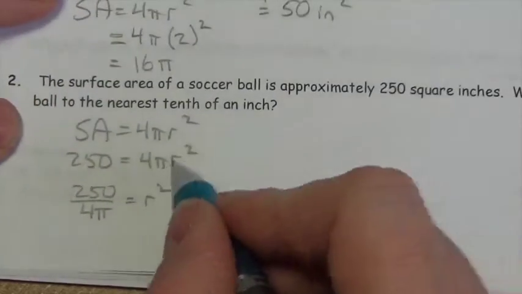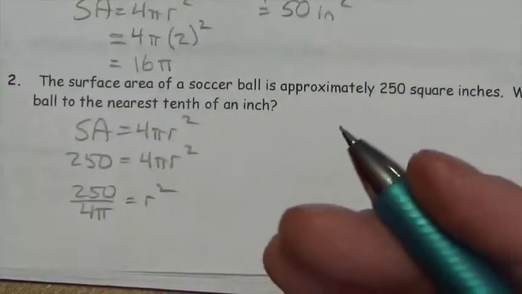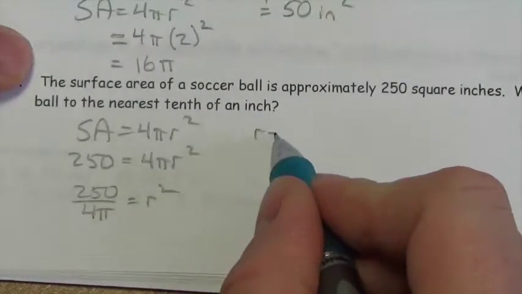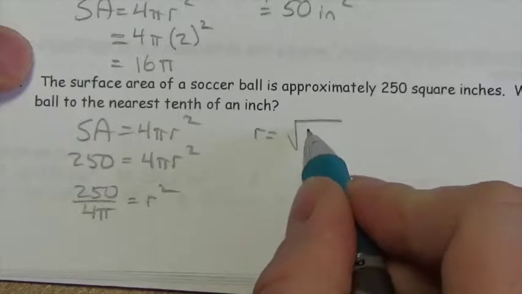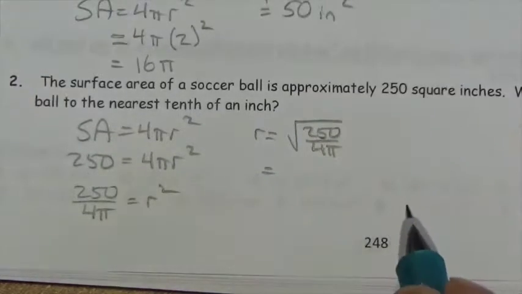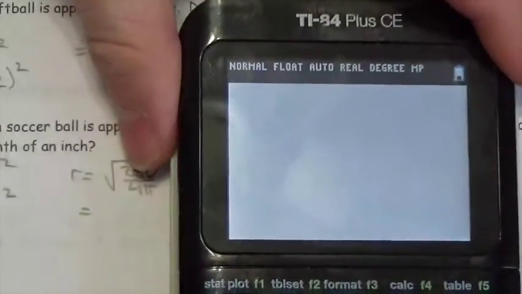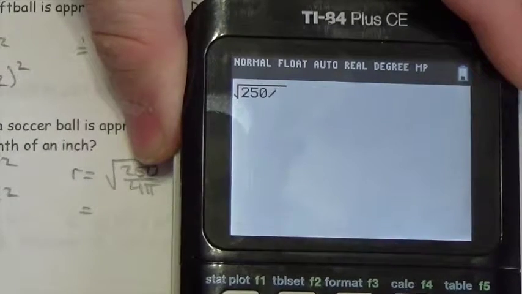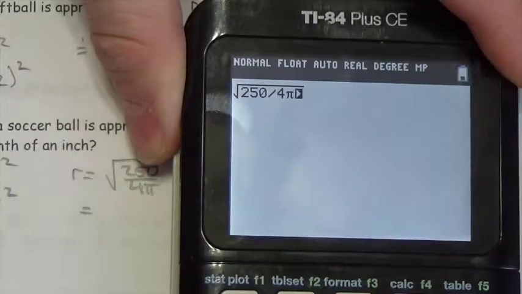Therefore, I've got to take the square root of both sides, and that's going to introduce a plus or minus, but I'm only interested in the positive. So r is going to equal the square root of 250 over 4 pi. Now, let's go to our calculator, and we would enter the square root of 250 divided by 4 pi.